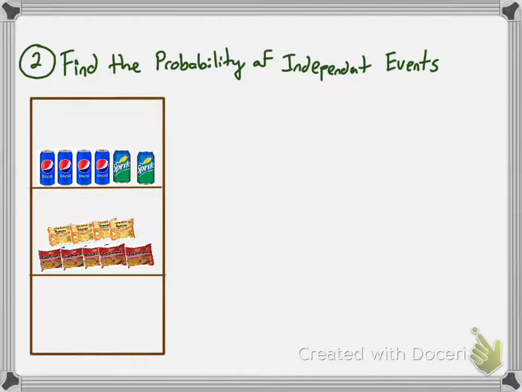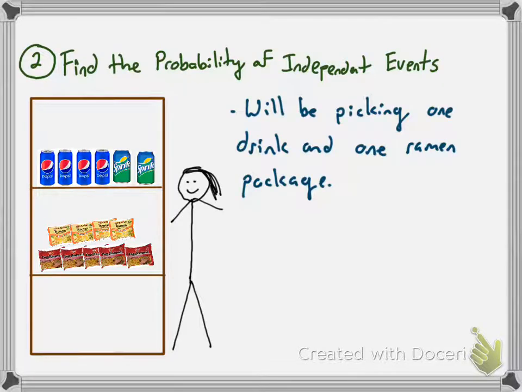So let's say this is what my kitchen pantry kind of looks like right now. And I'm going to be picking one drink and one ramen package for lunch today. And I'm super bored, so I'm just going to close my eyes, randomly pick one drink, and then I'm randomly going to pick one ramen package on the second shelf. I want to figure out what are my chances of getting a Sprite and a beef ramen package for lunch.